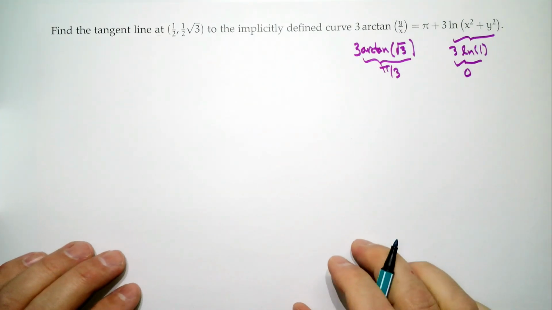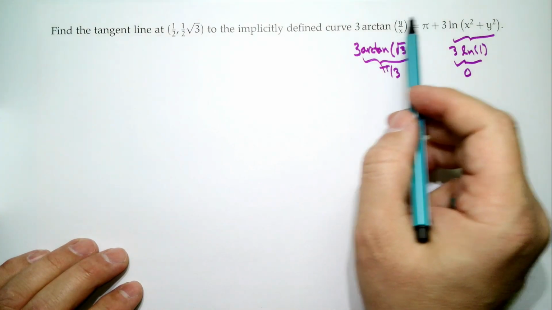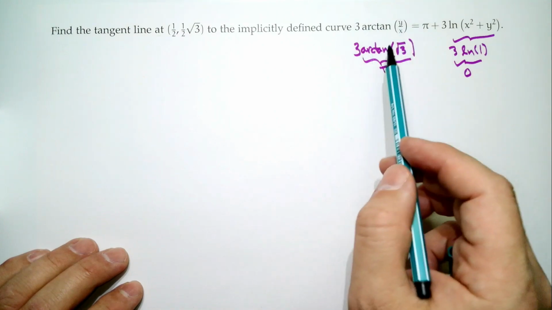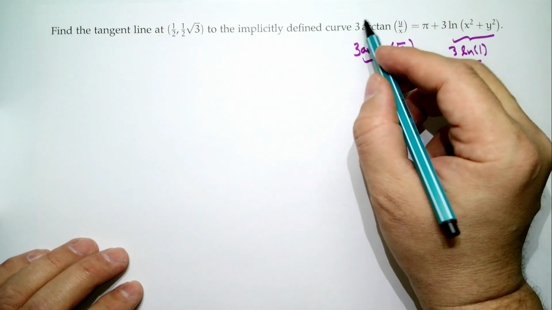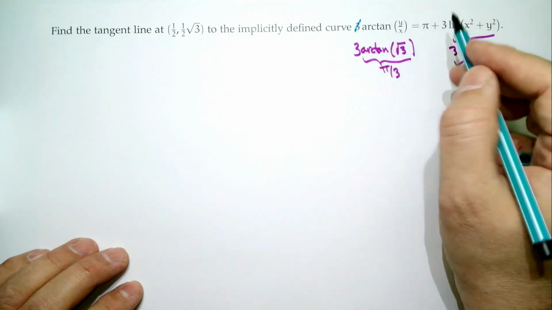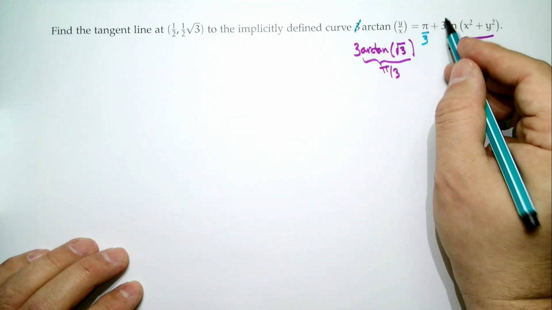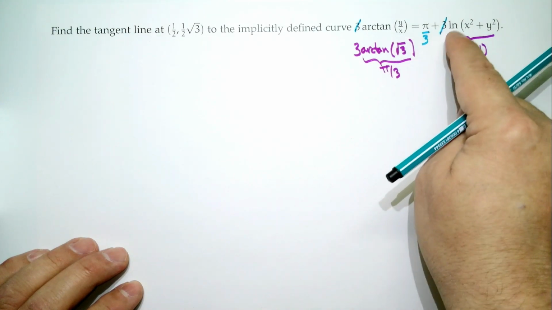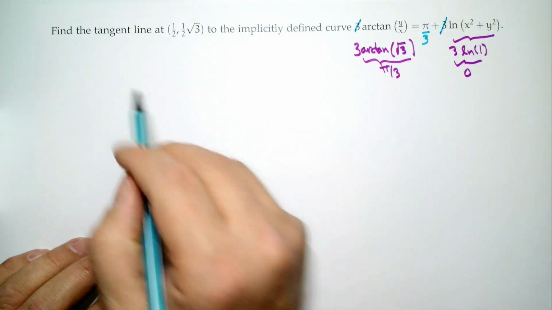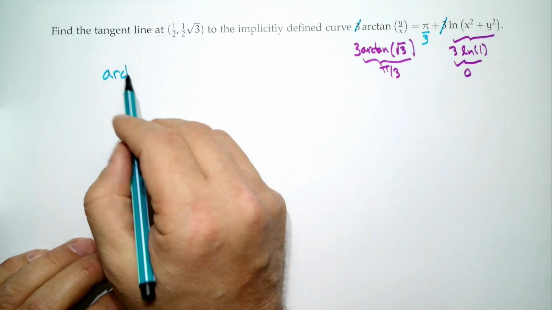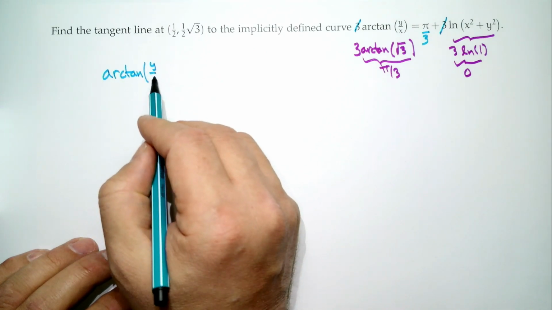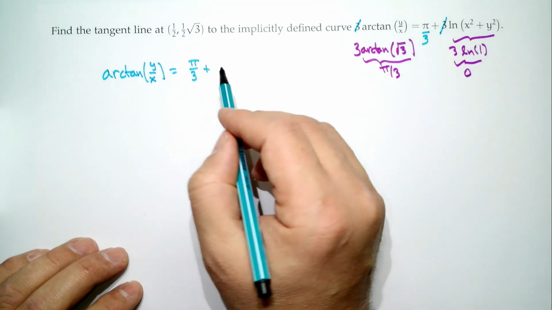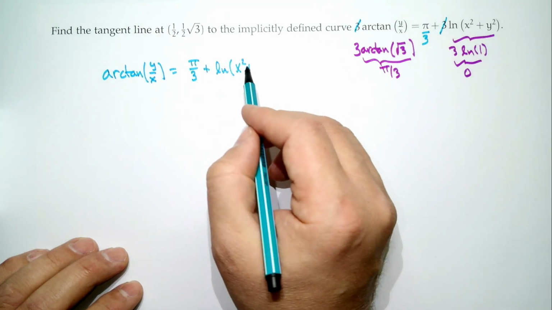Well, we follow the rules. So we're going to take the derivative of both sides with respect to x. Actually, before we take the derivative of both sides, let's divide everything by 3, because I suspect that will disappear. So arctangent y over x is pi thirds plus natural log of x squared plus y squared. All right. So I'll write that down over here just for convenient reference. Arctangent y over x is pi over 3 plus natural log of x squared plus y squared.